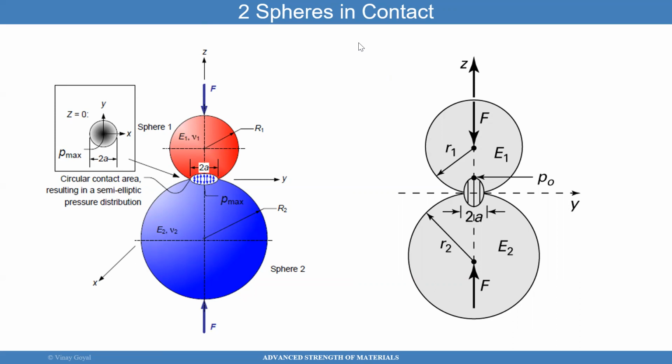The first scenario I'm presenting is two spheres coming into contact with a force F applied to each of them. Obviously, if I apply a force F to the top sphere, it's going to be reacted by a force F in the bottom material by equilibrium and Newton's law of motion. The top sphere 1 has modulus E1 and Poisson ratio nu1. The bottom material has Poisson ratio nu2 and Young's modulus E2.